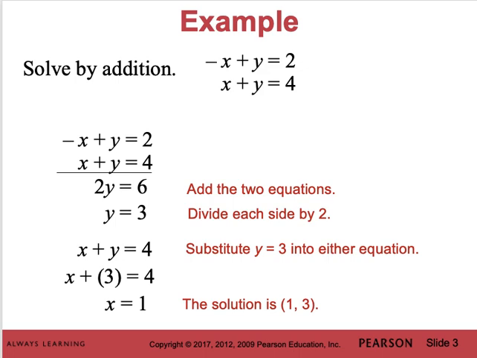We would set them up just like we do a basic addition problem vertically. Align your x's, align your y's, keep your signs, and align your solutions. So when we add 2 plus 4, they're both positive, we would get 6. y plus y is equal to 2y. And our x's end up canceling each other out because we have a positive and a negative.